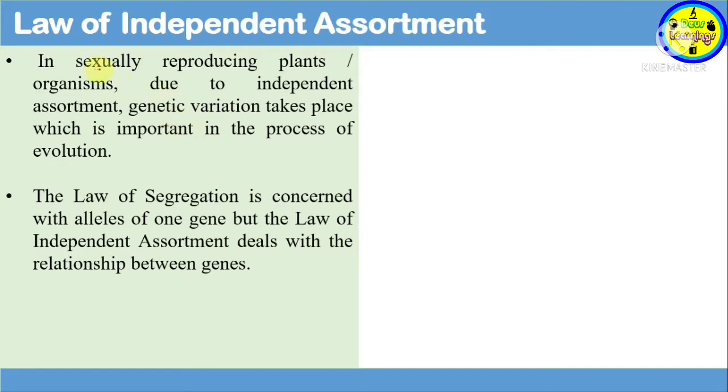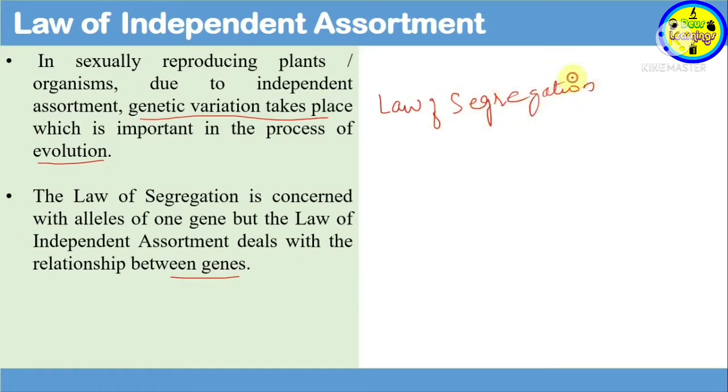So it says that in sexual reproducing plants and organisms, due to independent assortment, genetic variation takes place, which is important for evolution. Because of the changes in the genetic variation, new varieties, new variation comes, which leads to evolution. Then law of segregation is concerned with alleles of one gene, but law of independent assortment deals with the relationship between genes. That's important. Like last video class you saw law of segregation, that can be for your 1 mark question.